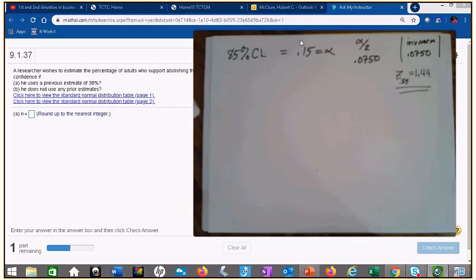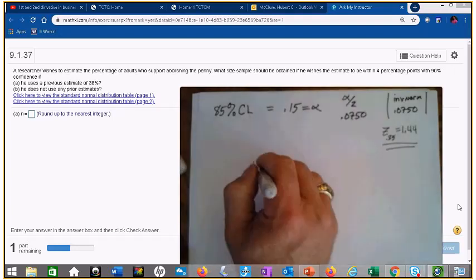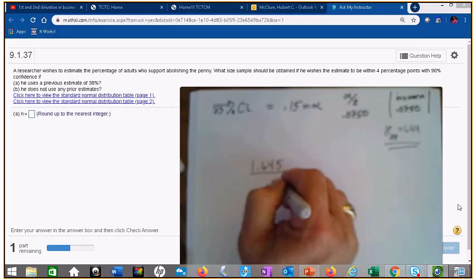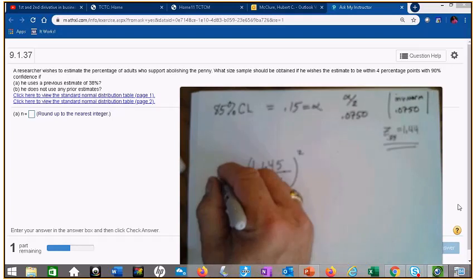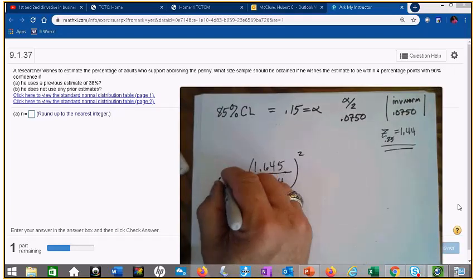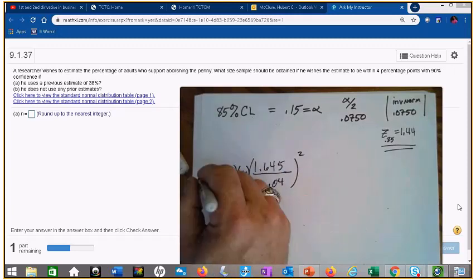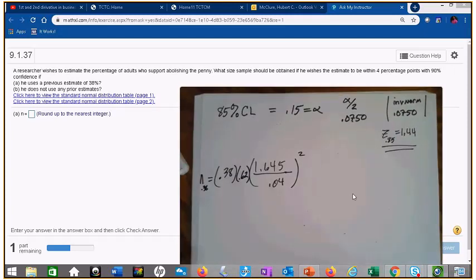So if we were to do this one, 1.645 divided by 0.04, and that's raised to the second power, times 0.38 times 0.62, and that is your N at 0.38. Whatever that comes out to be is fine.